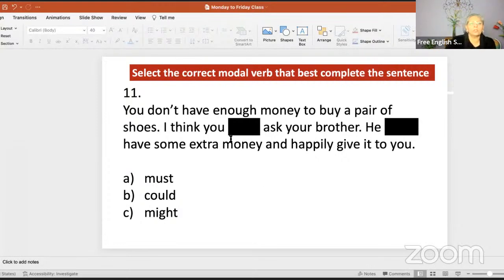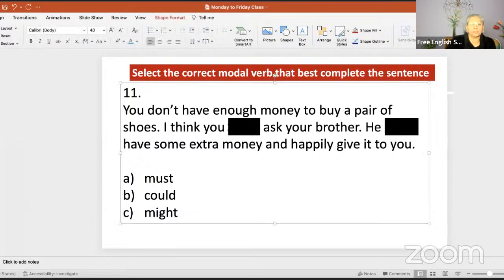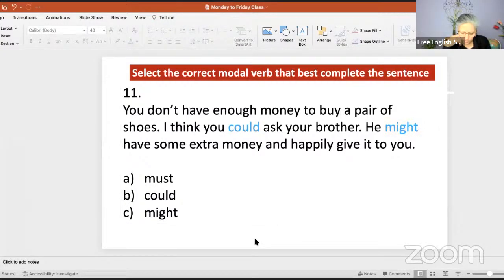Okay. So you don't have enough money to buy a pair of shoes, right? You could ask your brother. He might have some, right? He might have some extra money and happily give it to you. तो ये तो आम ही होता है ना, अगर पैसे नहीं है पूरे तो उससे मांग लो, like that, right?